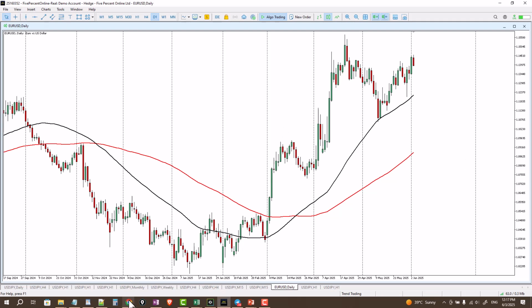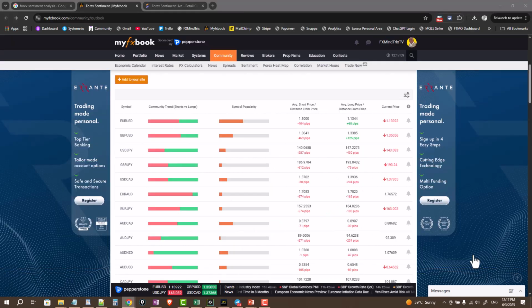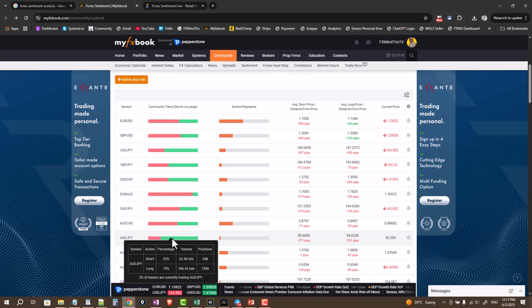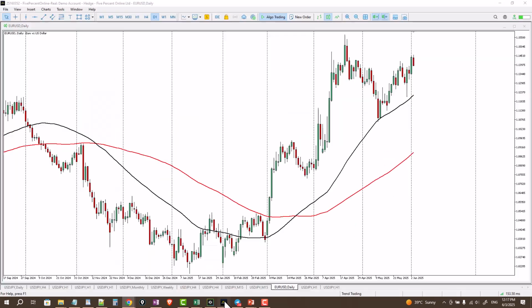Let's go back to the sentiment indicator here. And you can see something like this, the AUD/JPY. You can see clearly that only 25% of traders in this particular community who are trading the AUD/JPY currency pair are shorting it. And the majority, 75% of traders who are trading this pair, are actually going long. So because of this, we would assume that the direction of the trend on the AUD/JPY should be bullish, right? Now let's open the charts and see, okay? Because I'm going to be as surprised as you are, okay?